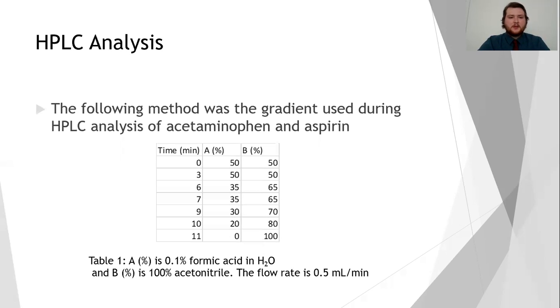For HPLC analysis, 1 milliliter of those solutions was put into the HPLC vial for analysis, and the analysis was done with the following gradient for both acetaminophen and aspirin, which is seen in the table there, with A being 0.1% formic acid in H2O, and B being 100% acetonitrile. This had a flow rate of 0.5 milliliters per minute.